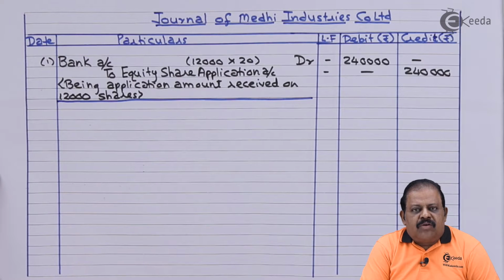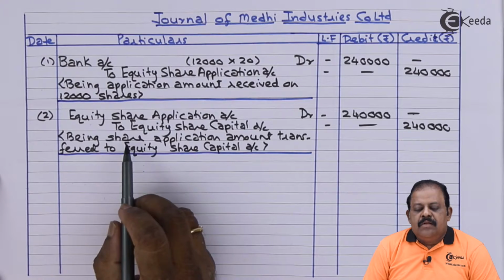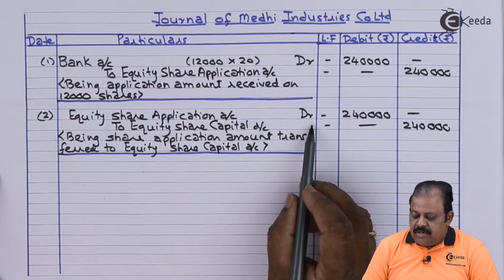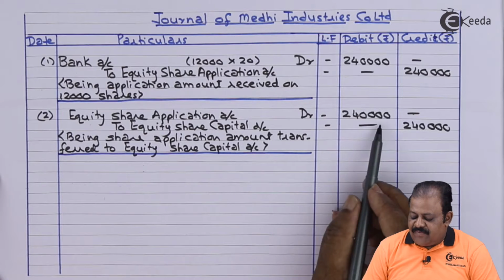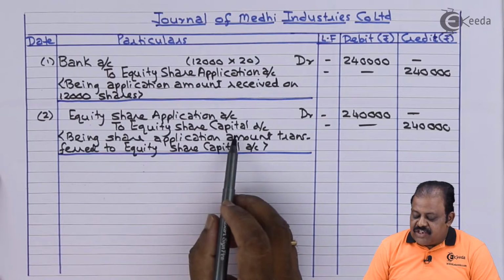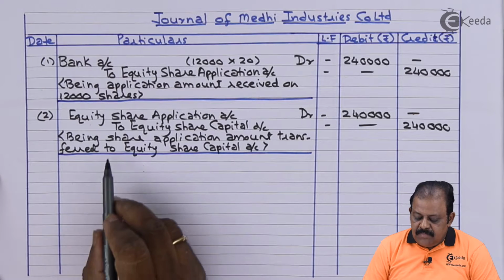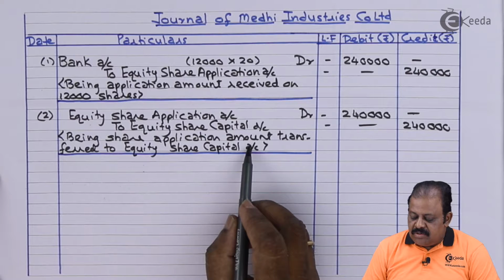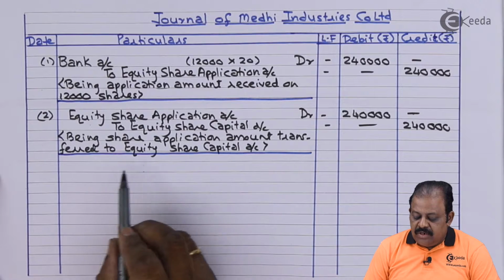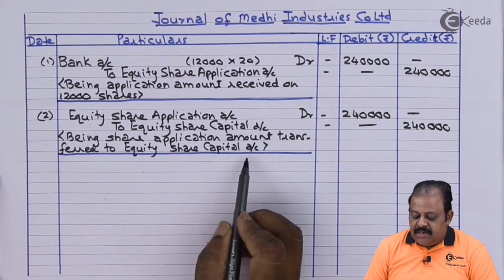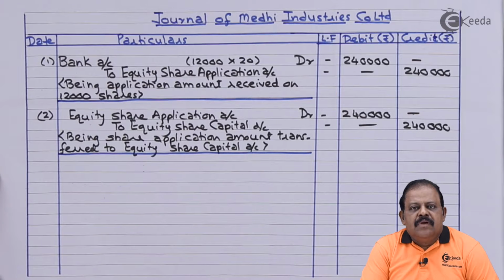This amount will now be transferred to share capital account. That will be the next entry. Equity share application account debit 2,40,000. To equity share capital account 2,40,000. Being share application amount transferred to equity share capital account. Here we have completed the application stage.